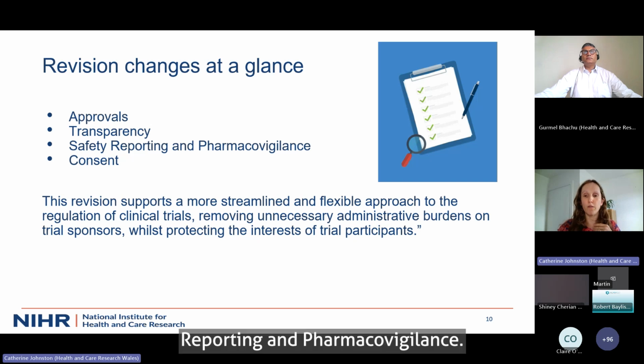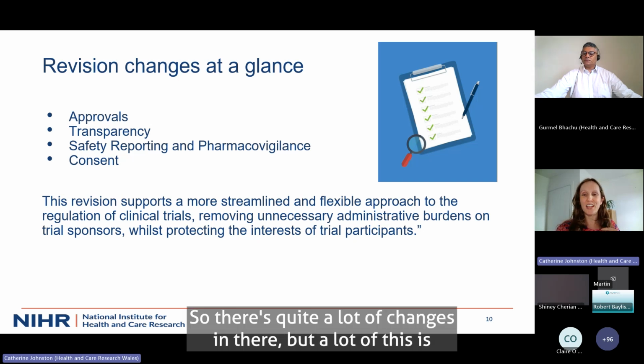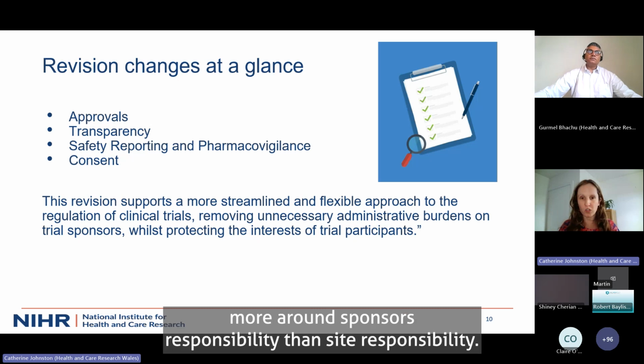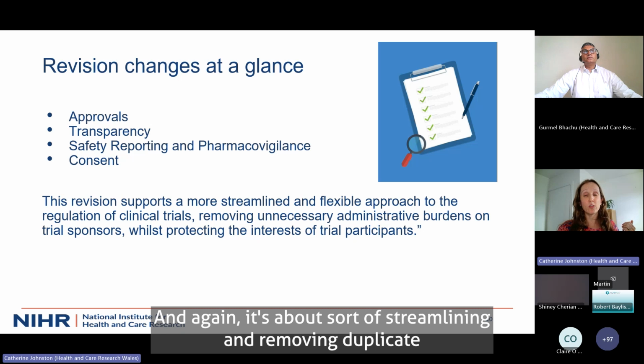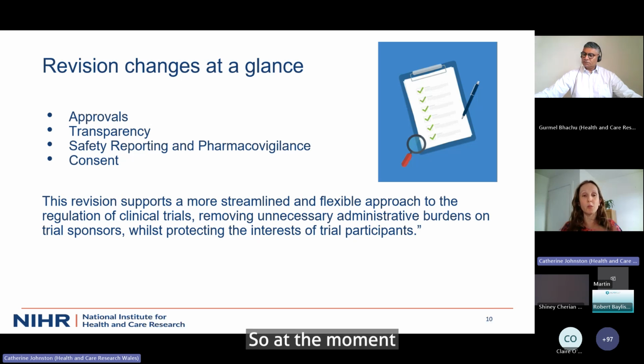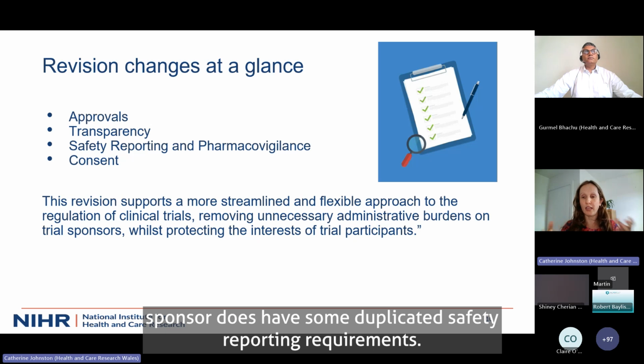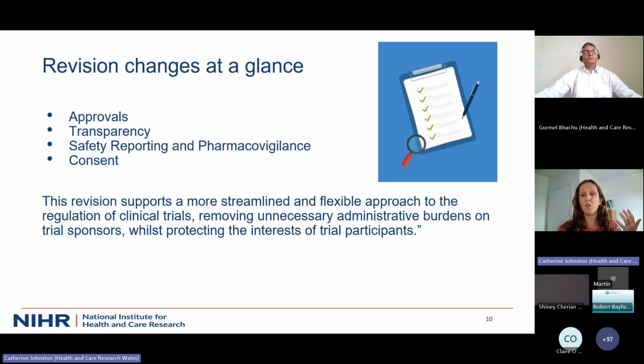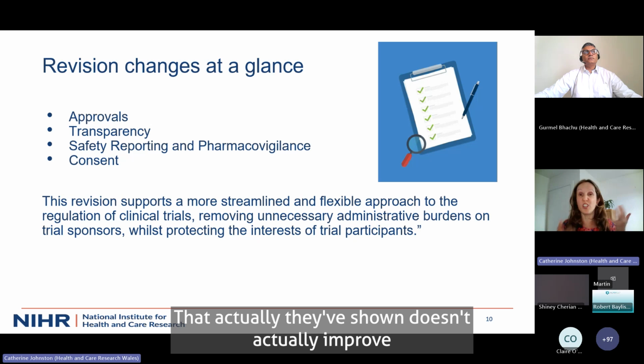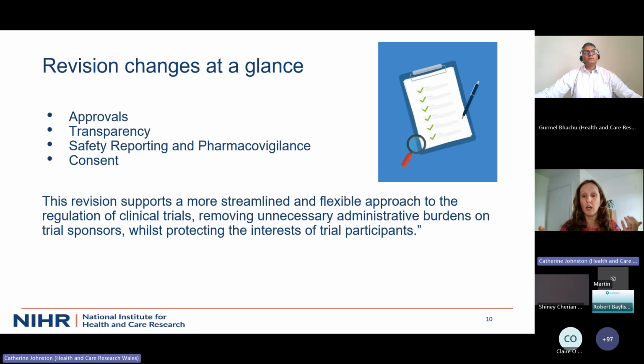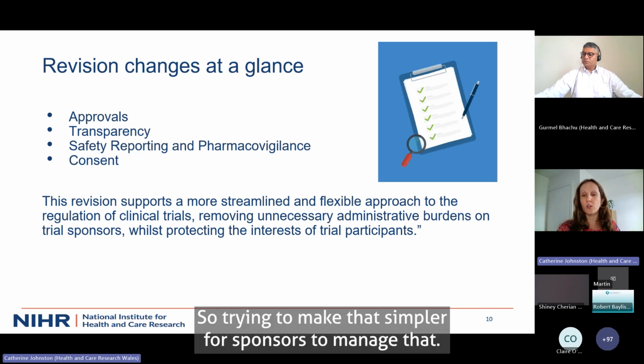Safety reporting and pharmacovigilance, so there's quite a lot of changes in there, but a lot of this is more around sponsors' responsibility than sites' responsibility. Again, it's about streamlining and removing duplicate reporting requirements. At the moment, sponsors do have some duplicated safety reporting requirements that they've shown don't actually improve patient safety or patient safety monitoring. So they are trying to make that simpler for sponsors to manage.